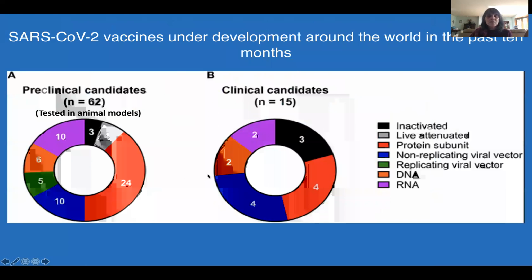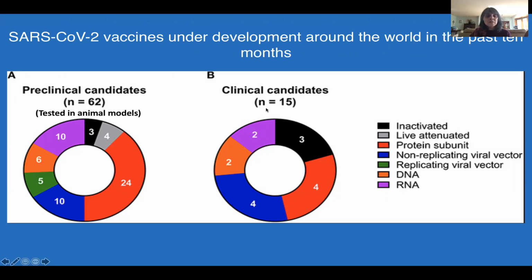So this shows the SARS-CoV-2 vaccines that have been under development around the world in the past 10 months. Here we have the preclinical candidates. These were tested in animal models, and you can see the majority of them were these protein subunit vaccines, followed by non-replicating viral vectors and by RNA. And then these others, the replicating viral vector and the DNA vaccines, inactivated vaccines, and live attenuated represent a smaller number. So there's a total of 62 preclinical candidates.